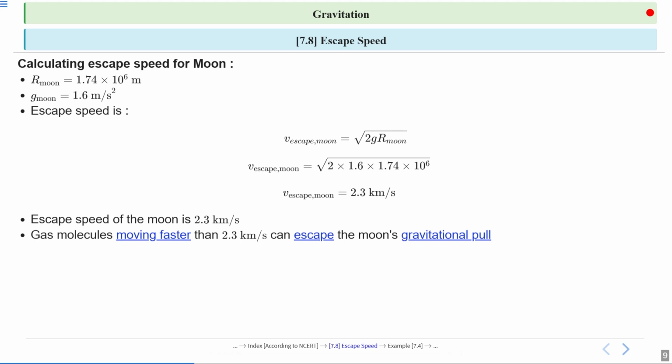Gas molecules moving faster than 2.3 kilometers per second can escape the moon's gravitational pull. This is a key reason why the moon does not have an atmosphere like Earth does. So the moon lacks an atmosphere because its escape speed is low enough that gas molecules can easily escape into space. This highlights the relationship between escape speed and atmospheric retention.